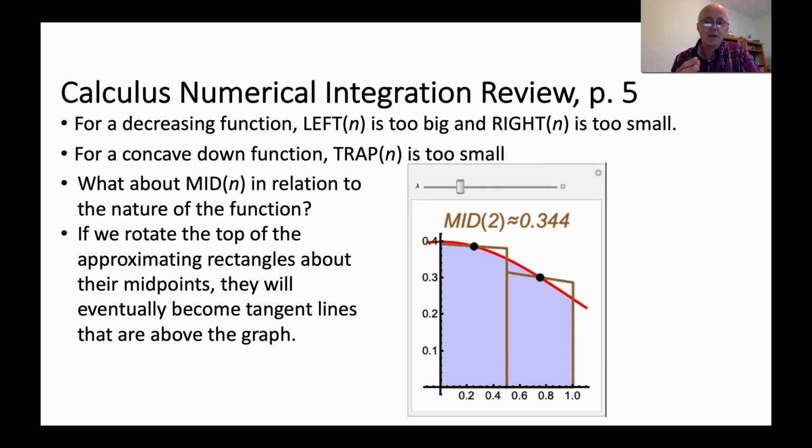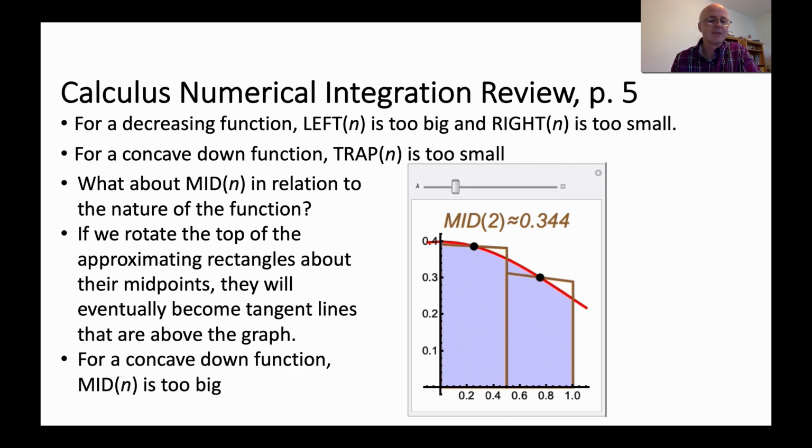The midpoint rule is too big when the graph is concave down. It flips again when the graph is concave up. Then the trapezoid rule would be too big and the midpoint rule would be too small. When the graph's concave down, the tangent lines are above the graph. And in the case where the graph is above the axis, that's what allows you to see the area is too big. Yes, for a concave down, mid of n is too big.